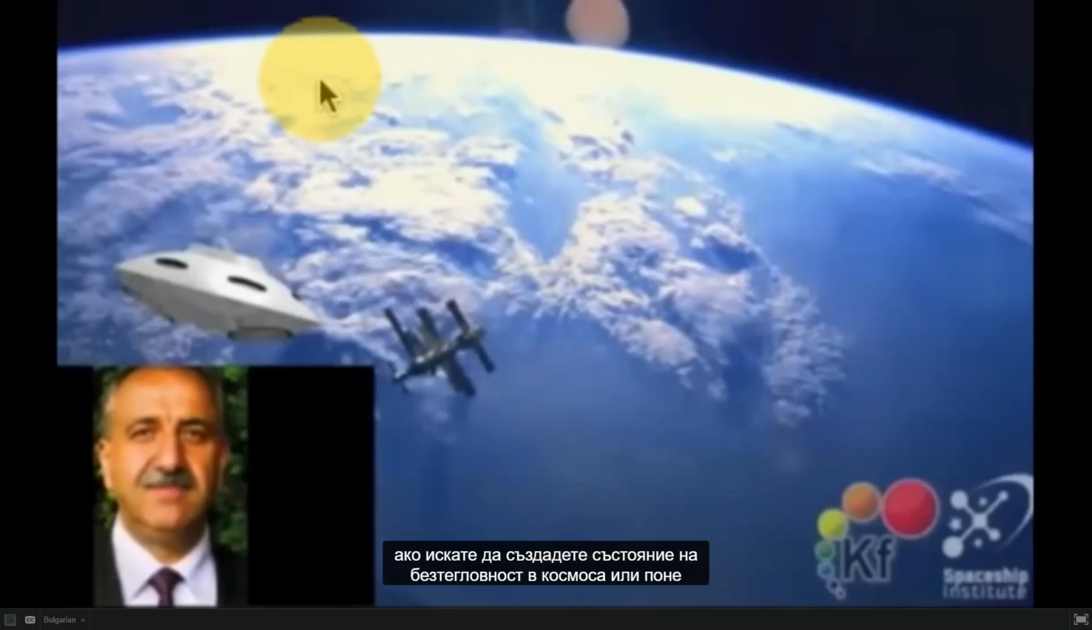If you want to create a weightlessness condition in space, or at least put you outside in space so that you can feel the zero gravity as the astronauts do, it's so difficult because you have to reduce your gravitational magnetic field boundary to a point that you can cross it in space. Because don't forget, once you have a gravitational magnetic field, it's exactly like atmosphere. How do you get in it? How do you get out of it?